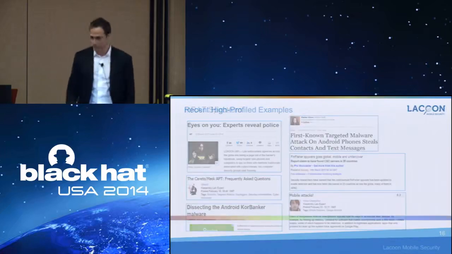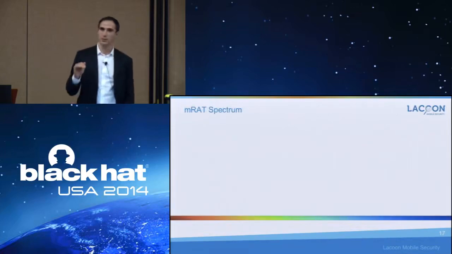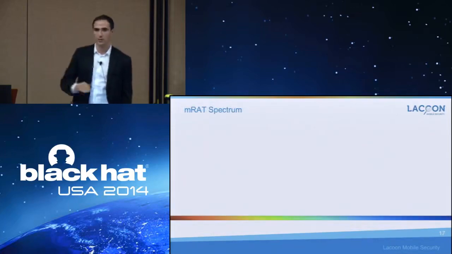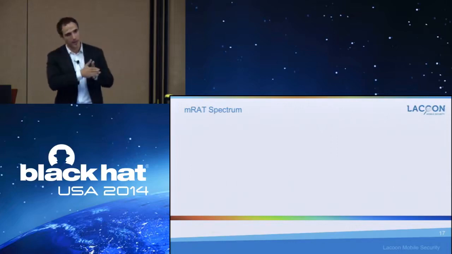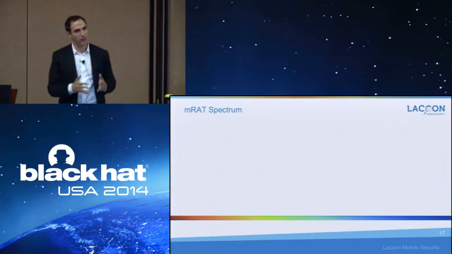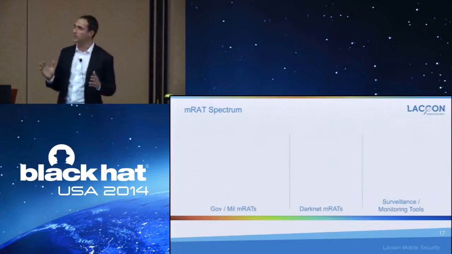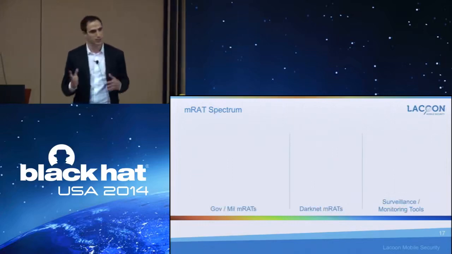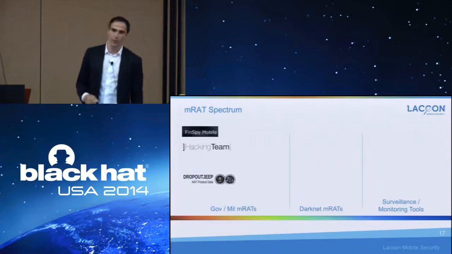And while this is what you see in the news, one of the interesting things we should understand about MRAT is that it is not one category. It is actually a spectrum of different types of malware, Trojans, and surveillance toolkits. The way we divide them is into three categories. The first category is government-grade or military-grade mobile remote access Trojans, usually used by intelligence agencies.